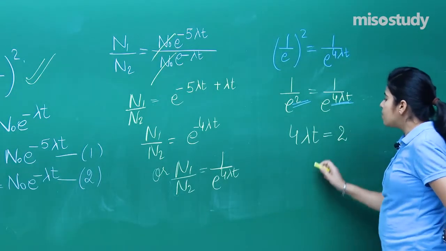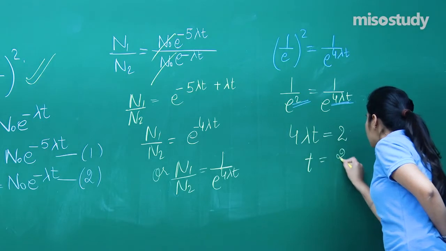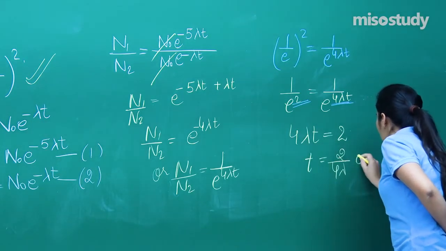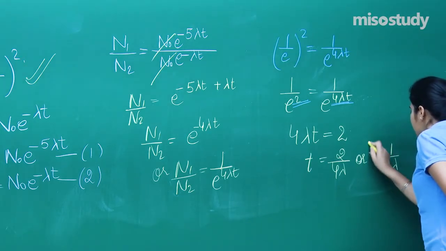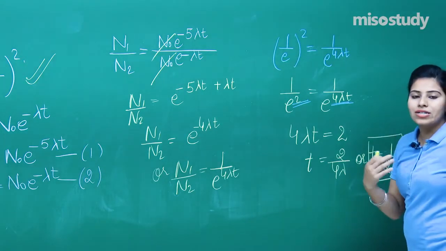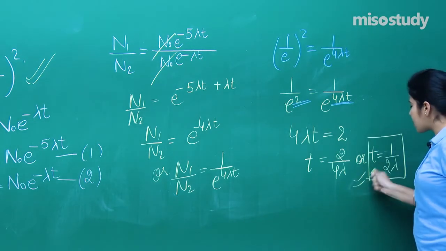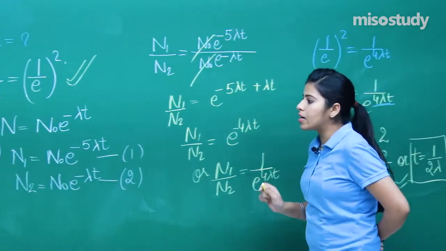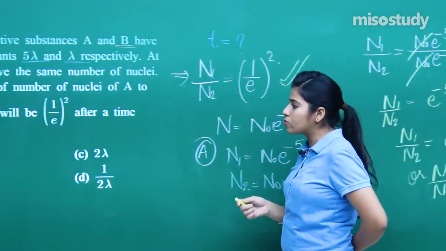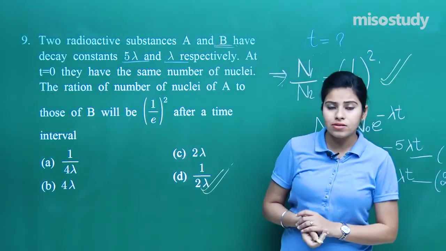Now because we have to find out the time, your time will be 2 upon 4 lambda, or you can say your time has come out to be 1 by 2 lambda. So we have found the time by our method. Now let us verify whether this time is correct or not. Time equals 1 by 2 lambda, and going back to the question, I can see option D is the correct answer.